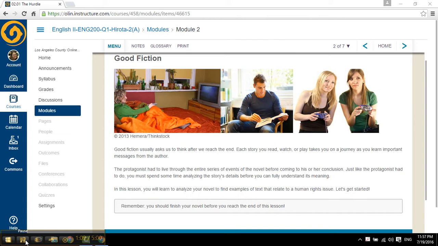This is page 2. It says good fiction. Good fiction usually asks us to think after we read the end. Each story you read, watch, or play takes you on a journey as you learn important messages from the author. So read through this, and it says at the bottom here, you should finish your novel before you reach the end of this lesson. And that is accurate. You're going to be all the way done with it before you're done here. Once you read through this whole page, then you'll go to page 3.